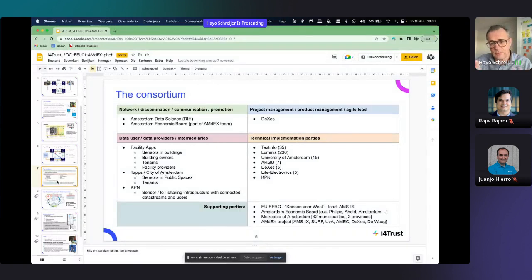What you see here is that we have a great division of the Innovation Hub, a project management party, which is me as part of Dexus. And we have technical implementation partners on the right here. And we have some data providers, intermediaries, and data users here on the left. And we have a lot of parties involved, like municipalities, users, data providers, etc. Actually, the responsible parties sharing data.